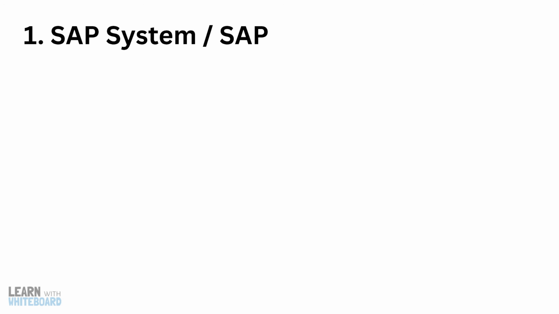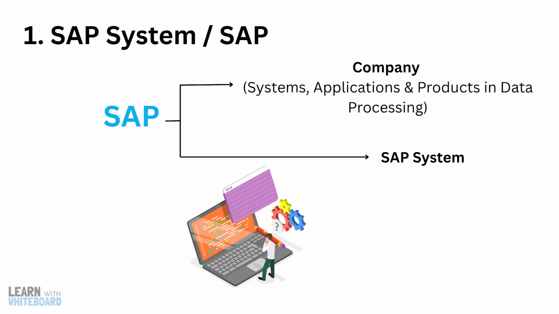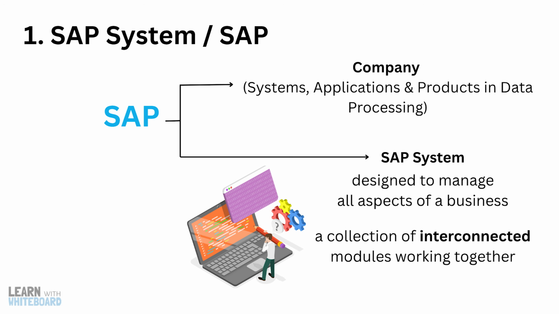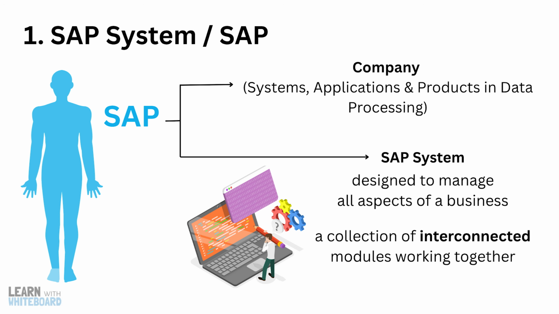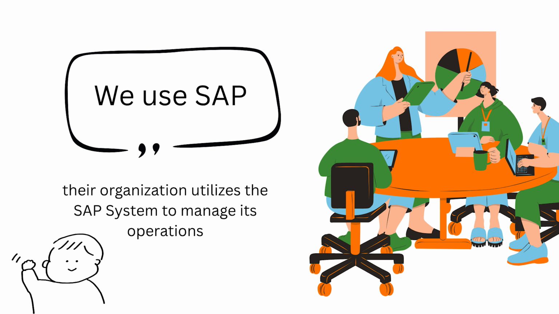1. SAP System or SAP. At its core, SAP refers to both the company, that is, Systems, Applications, and Products in data processing, and its flagship product, the SAP System. Think of the SAP System as a comprehensive suite of integrated software applications designed to manage all aspects of a business. It's not just one program, but rather a collection of interconnected modules working together. So, if a company is a body, SAP is the nervous system connecting all organs to work in sync. When someone says we use SAP, they generally mean their organization utilizes the SAP system to manage its operations.